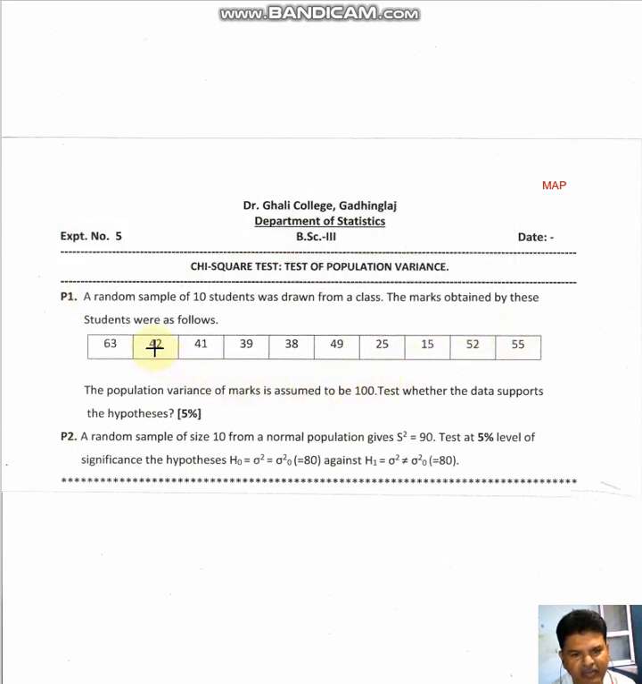The first example: a random sample of 10 students was drawn from a class. The marks obtained by these students were given. So these are the marks of 10 students. A population variance of marks is assumed to be 100. The population variance is also known. Test whether the data supports the hypothesis.